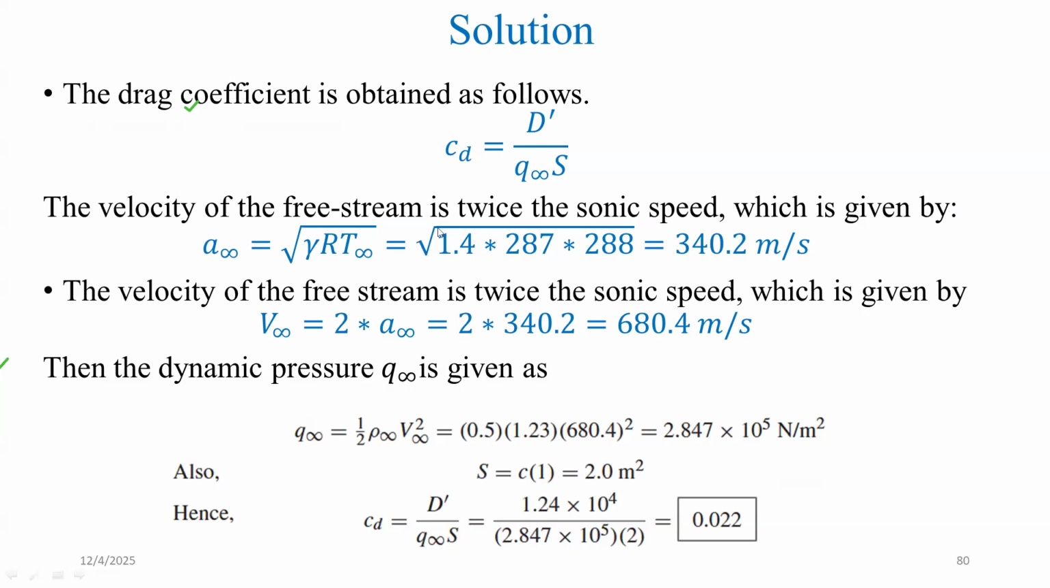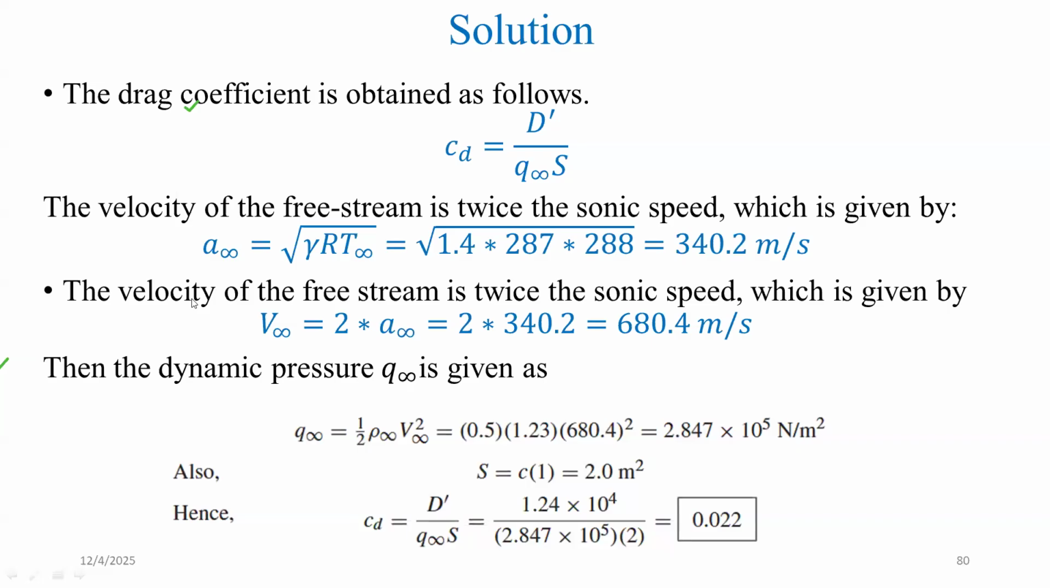So just substitute it, then you can get 340.2 meters per second. This is only for the 15 degrees centigrade ambient temperature condition. If the temperature changes, this value will change because it is dependent on the free stream temperature.